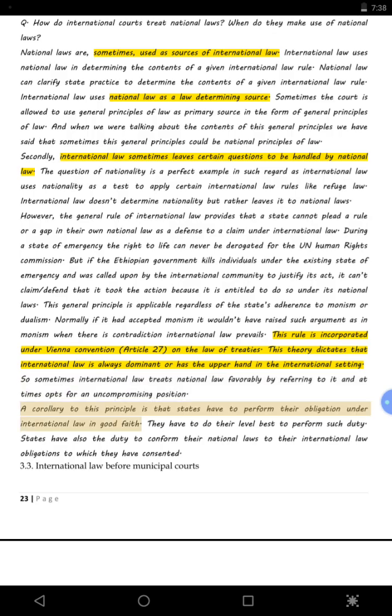A corollary to this principle is that states have to perform their obligations under international law in good faith. They have to do their level best to perform such duty. States also have the duty to conform their national laws to their international law obligations to which they have consented.